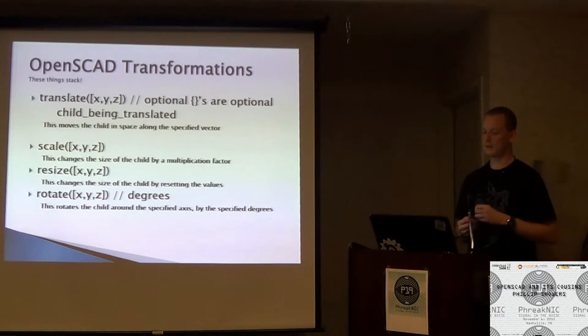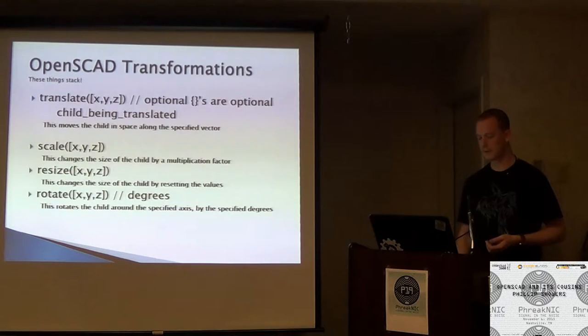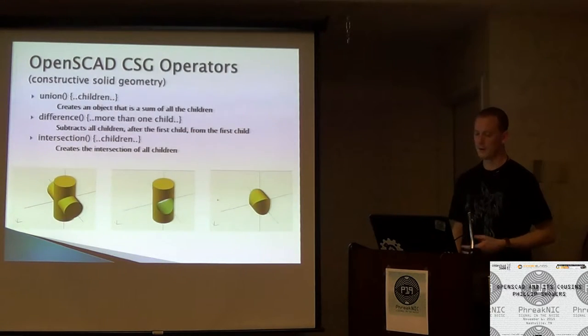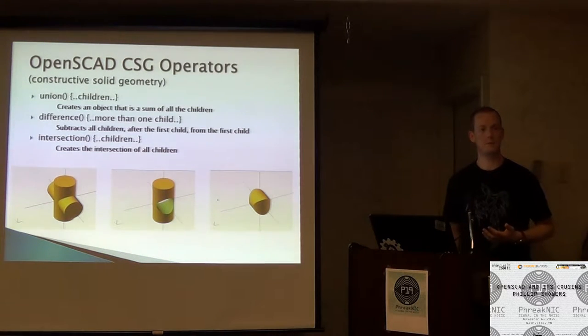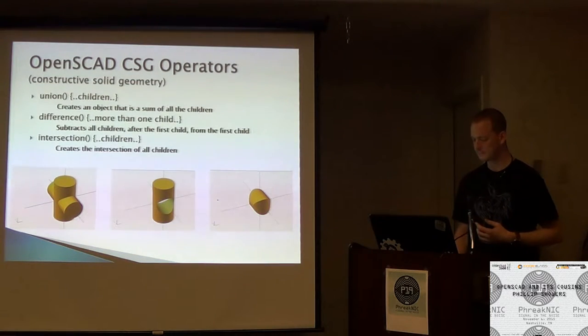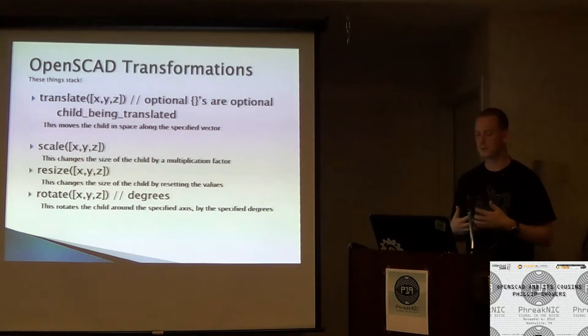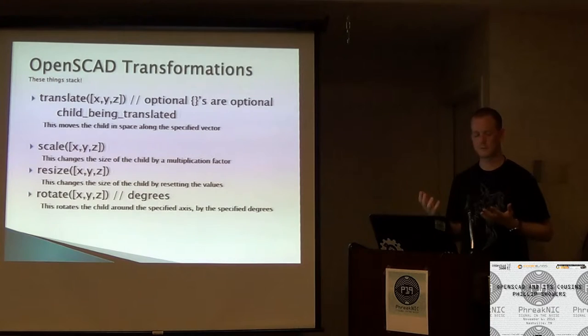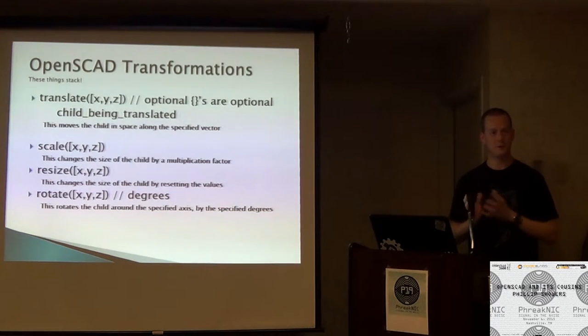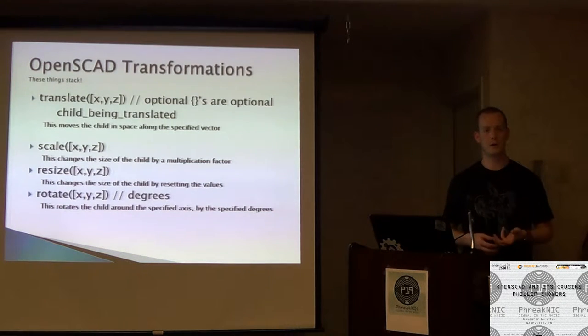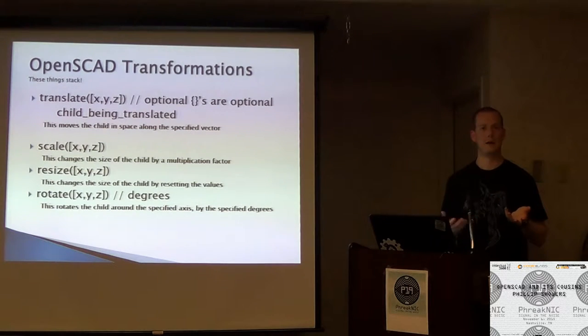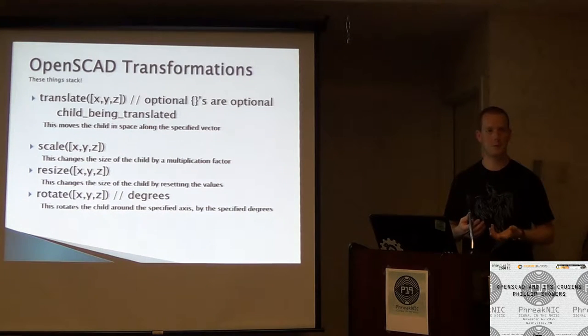I've got examples later. This is the strength of OpenSCAD right here, the differences and intersections, and translate, obviously. OpenSCAD is very similar to VRML in that it allows you to translate, move around, scale, resize, do all those translations. It allows you to operate on matrices, if you're familiar with matrix arithmetic.